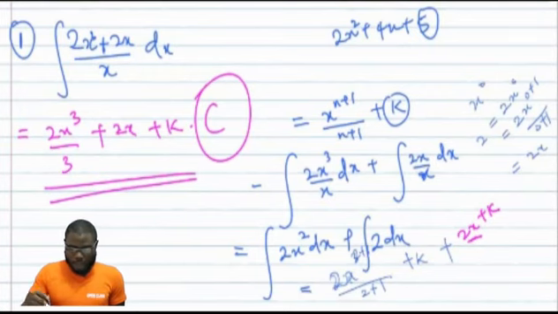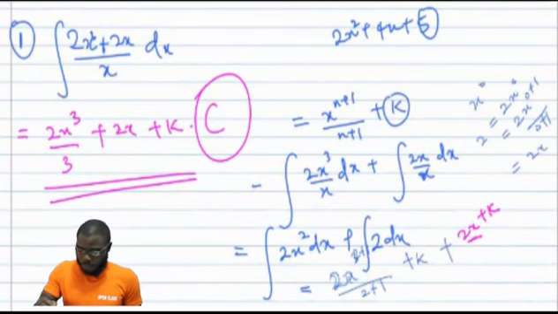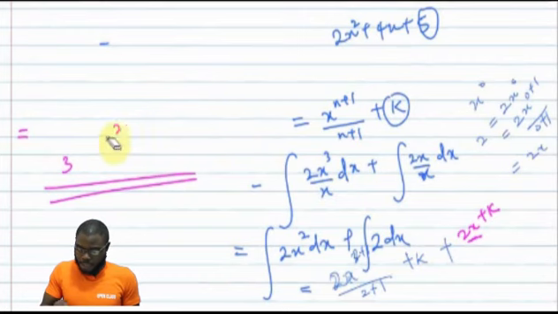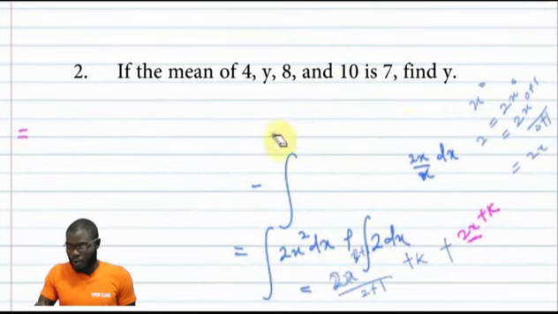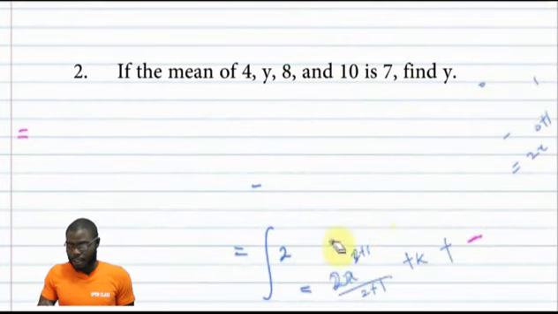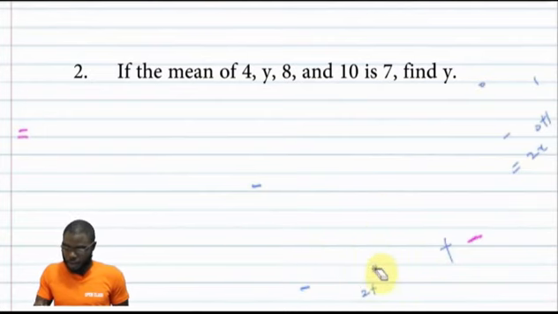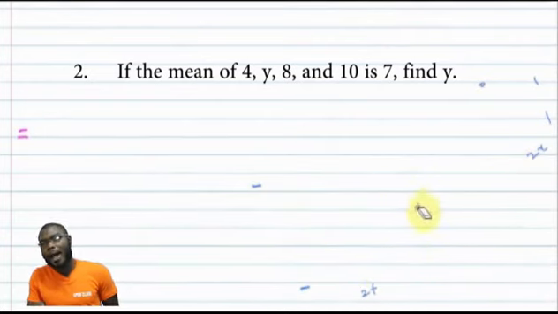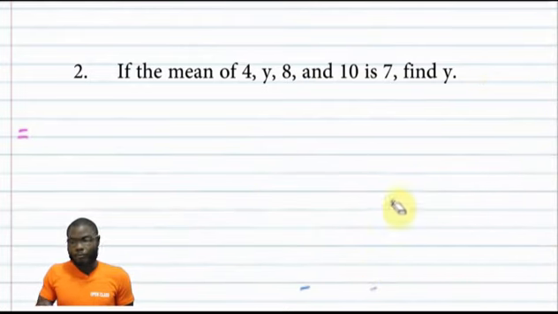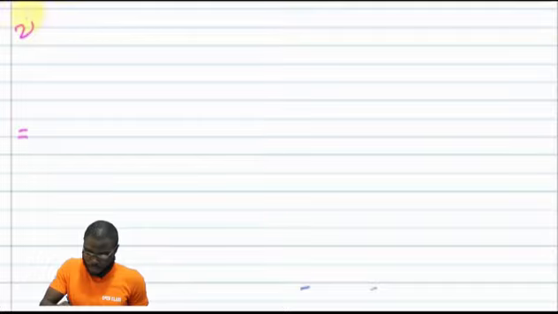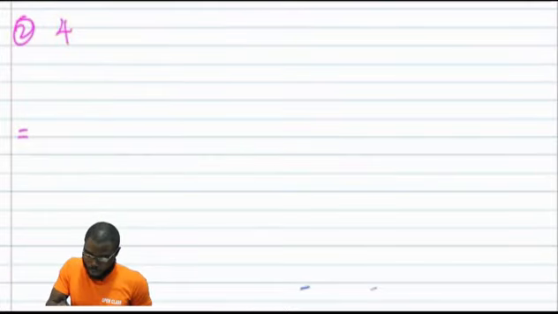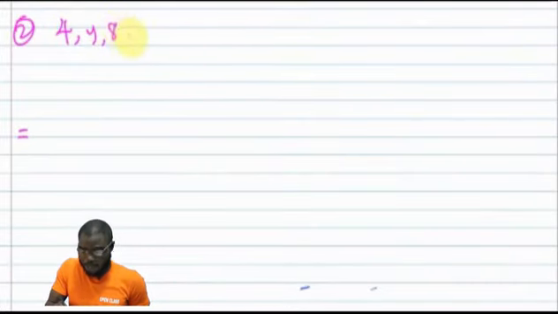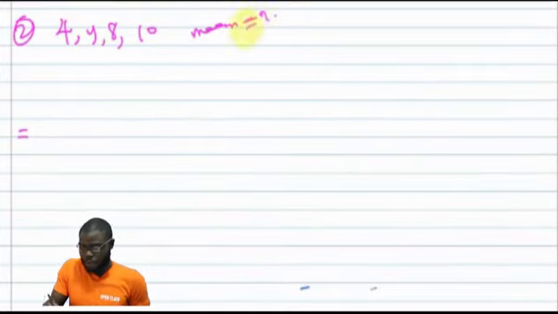All right. Now, question number 2. Question number 2 says, if the mean of 4, y, 8, and 10 is 7, find y. So we have 4, y, 8, and 10. Their mean is 7. So we have to find y.